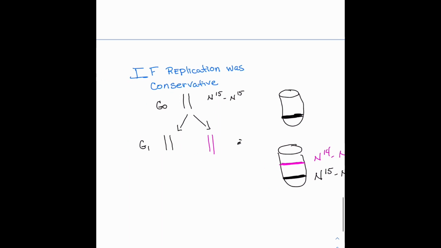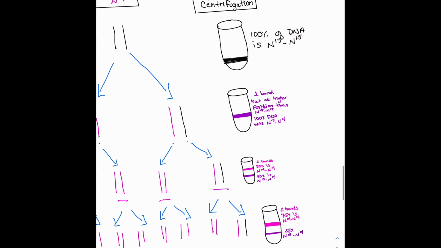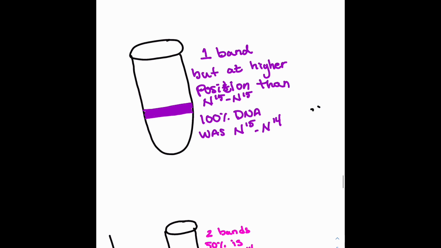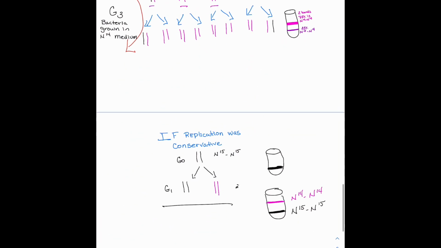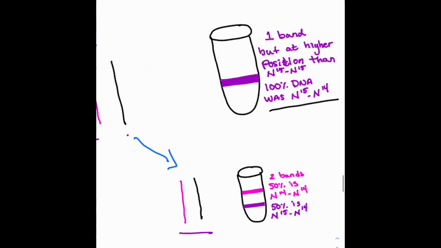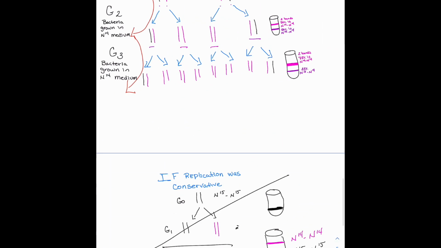But in G1, that's not what they got. What they got in G1 was one band. There's our G1, one band. 100% of that DNA was N15, N14. It was mixed, so it's semi-conservative. So because they got this band here in G1, they were able to disprove the conservative model for DNA replication and prove the semi-conservative model for DNA replication. I hope that was helpful.